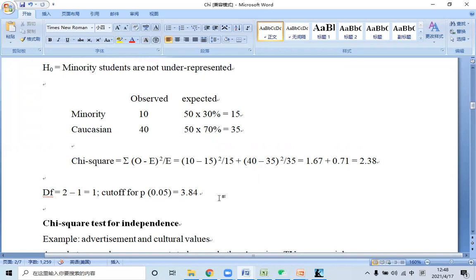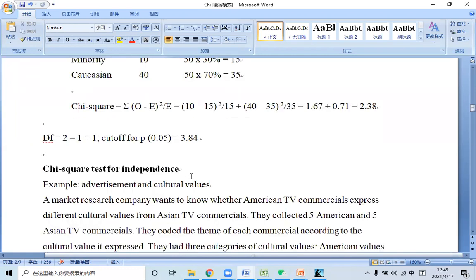So we get the cutoff point and we look: do we have a large enough chi-square to reject the null hypothesis? We do not. Our chi-square value is 2.38 and we need at least 3.84. In this case, we do not reject the null hypothesis. Our evidence is not strong enough, so the result is not statistically significant.